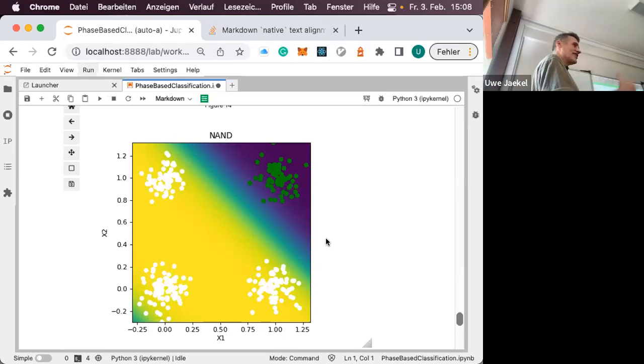Then of course the linear perceptron would be the winner, yeah, because it has fewer assumptions. It's less flexible, but in this case the linear perceptron would have an advantage. Yeah. Okay. I admit this is an advantage.